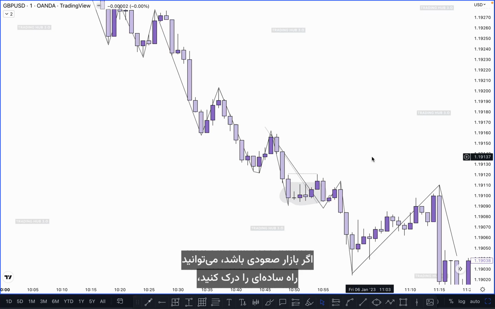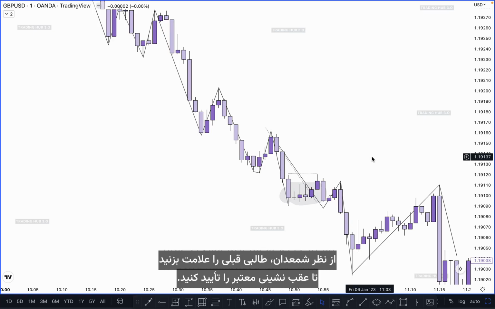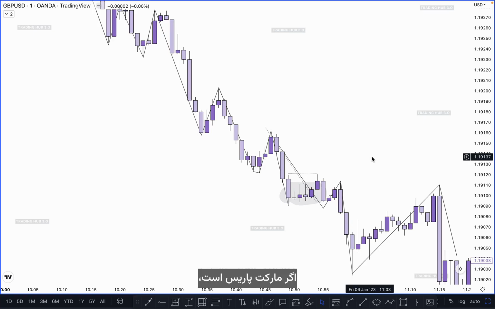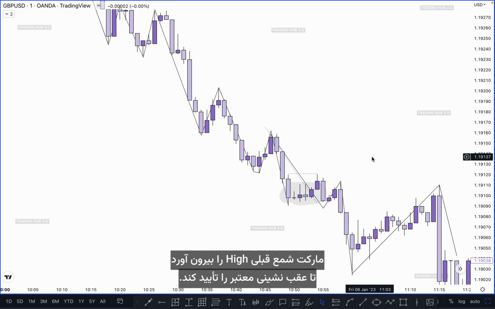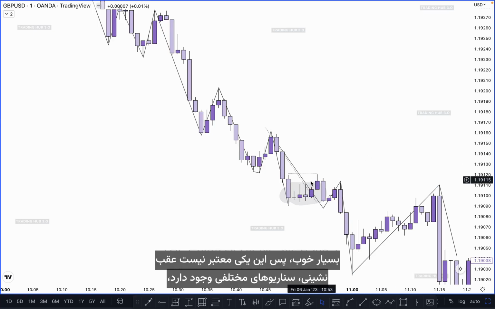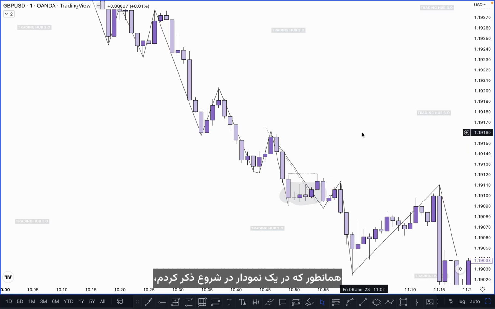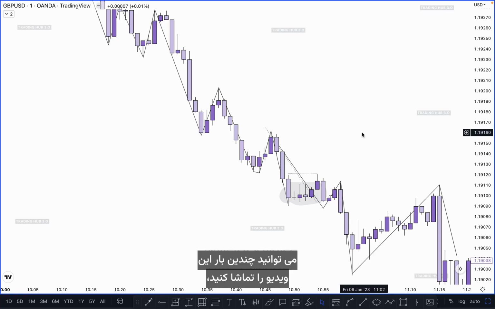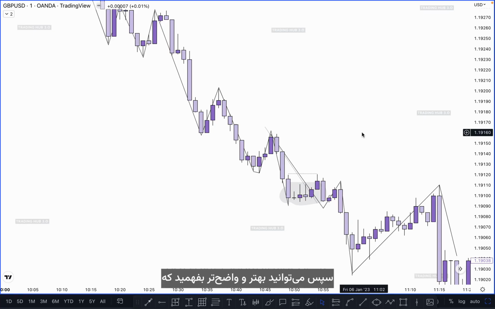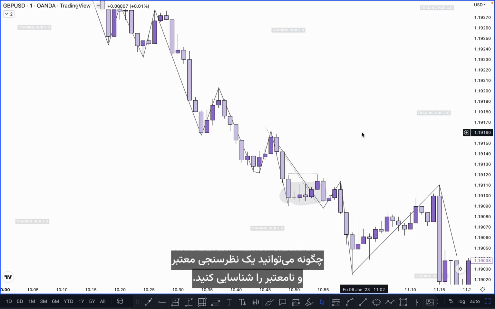You can understand it the simple way. If the market is bullish in terms of the candlestick, then the market takes out the previous candle low to confirm a valid pullback. If the market is bearish, then the market takes out the previous candle high to confirm a valid pullback. If the market does not take out the previous candle high or low, and just creates a range between the high and low like this, then this is not a valid pullback. There are different scenarios, as I mentioned in the diagrams at the start. You can watch this video multiple times, then you can understand better and more clearly how to identify a valid and invalid pullback.